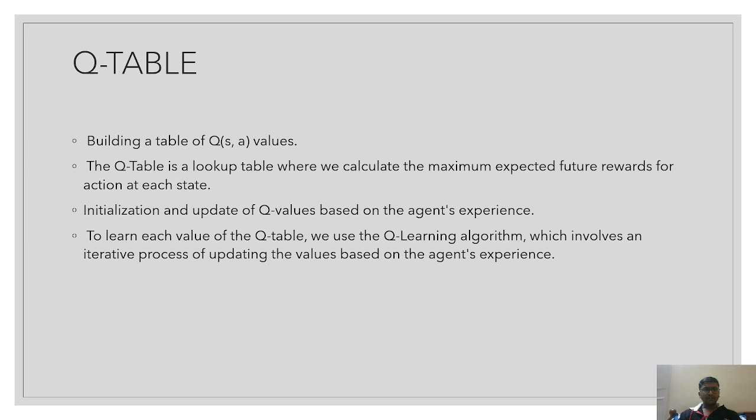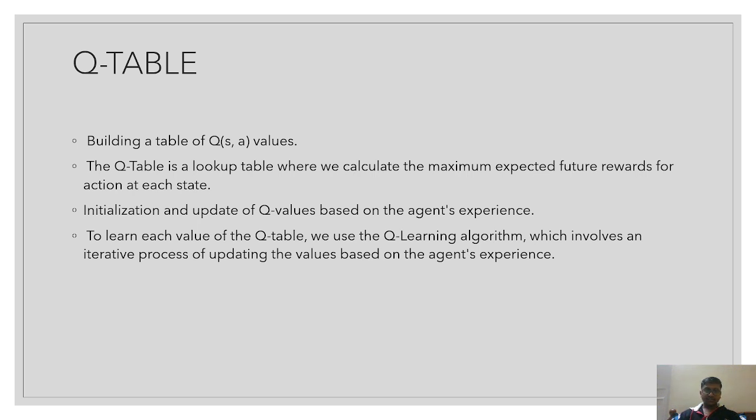What is a Q table? Building a table of Q, that is, S and A parameter values. The Q table is a lookup table where we calculate the maximum expected future rewards for action at each state. Initialization and update of Q values based on the agent's experience. To learn each value of the Q table, we use the Q learning algorithm, which involves an iterative process of updating the values based on the agent's experience.